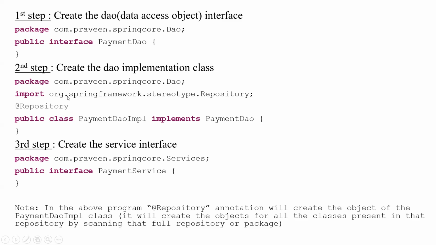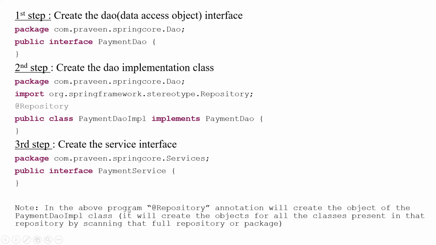Guys, @Repository is one more annotation. @Repository is the annotation which will create the object of all the implementation classes present in this repository package, and whose object reference will be stored in the PaymentDAO. See, object references can be stored in the interface reference variable, right? So @Repository is going to create an object of the PaymentDAOImpl class, and whose object reference will be stored in a PaymentDAO reference variable.